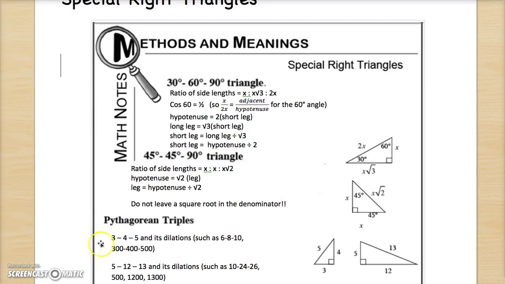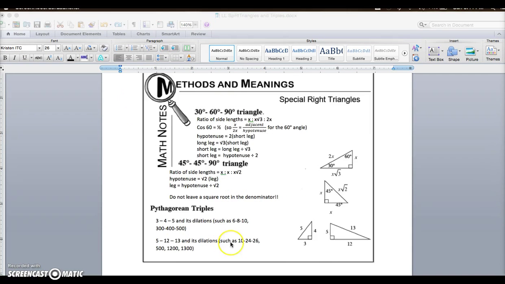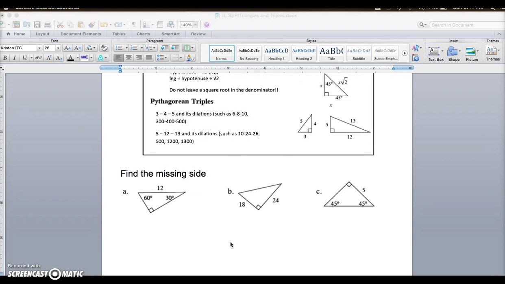The Pythagorean triples, these are the two you need to know, the 3, 4, 5, and be able to recognize its dilations. These are not the only ones, but these are two. And the 5, 12, 13, and its dilations. Okay, I'm going to pause the video so that you can get this written down. Okay, you should have gotten that written down by now.